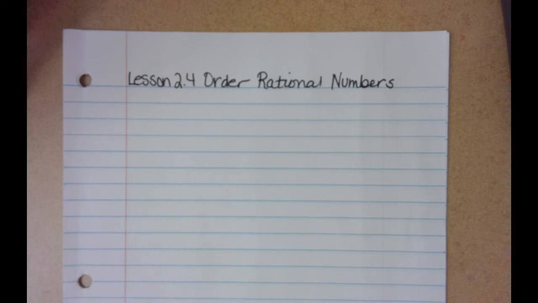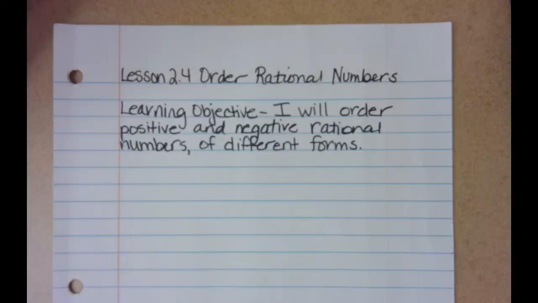So, Lesson 2.4 is titled Order Rational Numbers. I hope you have it written nicely and neatly at the top of your page. Our learning objective for this lesson is: I will order positive and negative rational numbers of different forms. There's our learning objective. Make sure you pause and you get all of that in your notes.